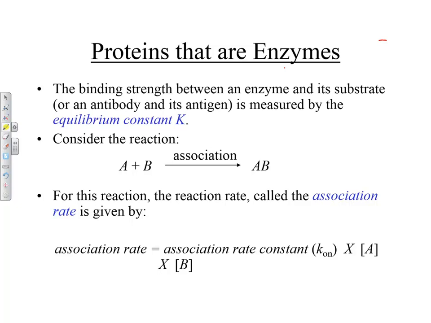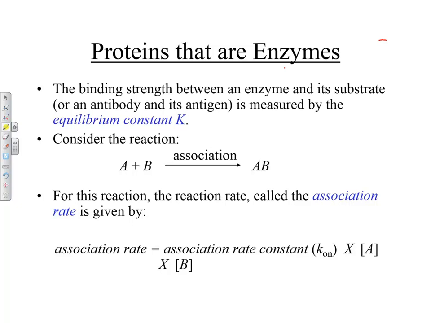So consider the reaction. Let's say A and B react together to give you AB. So this is an association reaction. For this reaction, the association rate is some constant, the association rate constant, times the product of the concentrations of the reactants. I think it's called the law of mass action, in chemistry or chemical engineering. The rate at which the reaction happens is proportional to the concentration of the reactants.